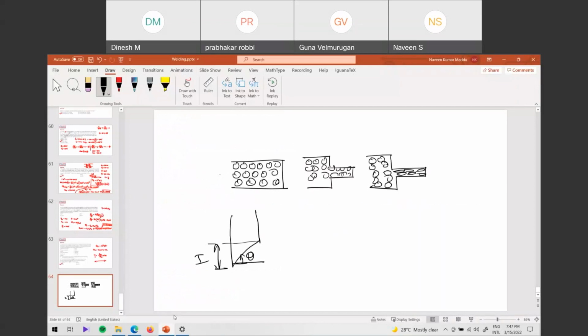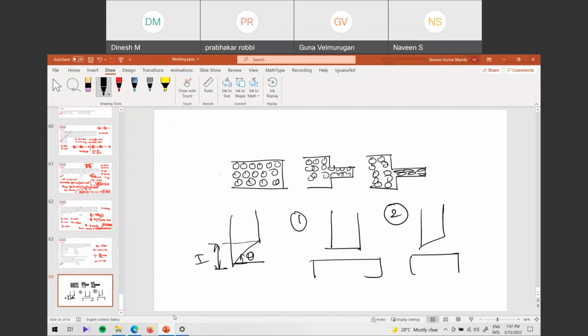How? Because I told you clearly. Okay, I'll tell you two options. There is no shear, and there is shear. In case one and in case two, who will have more force? Who should apply more force? First one, or second one?